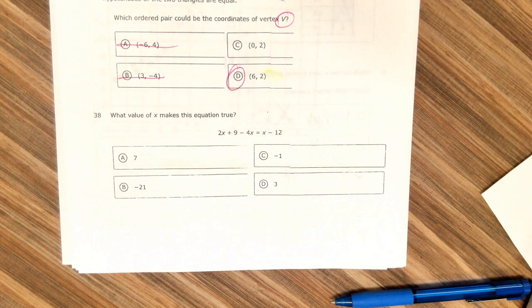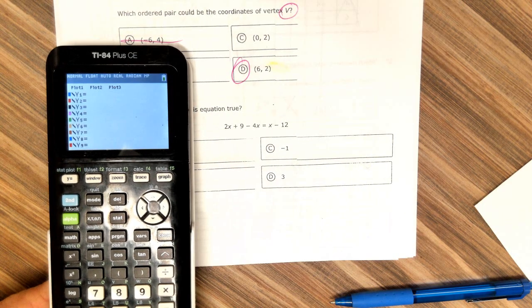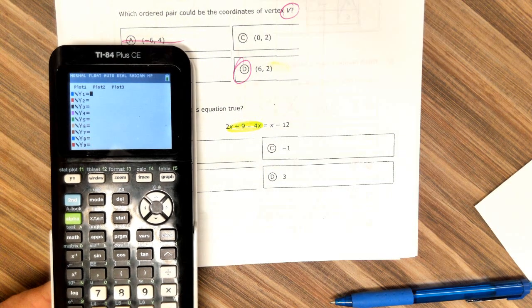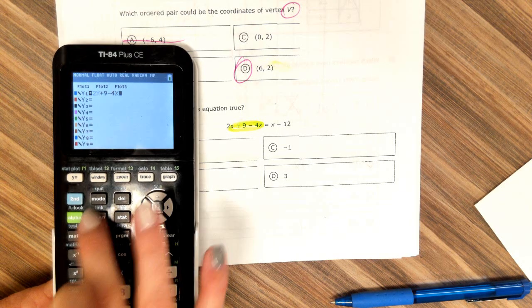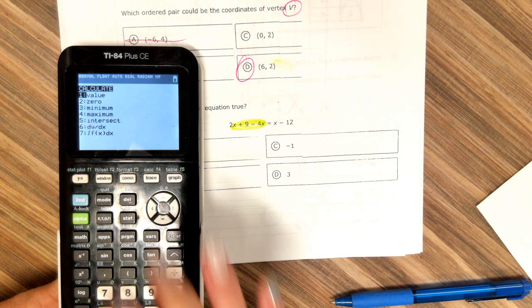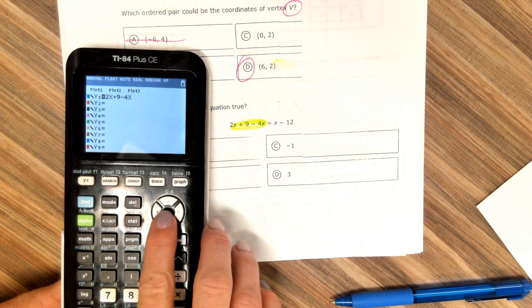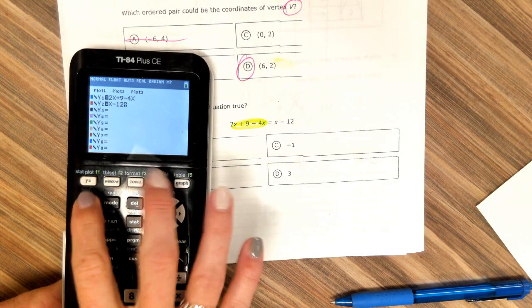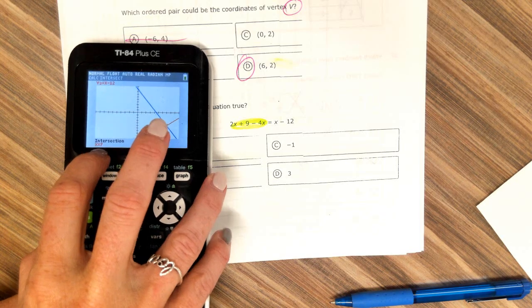I am very upset if you missed this one. Why? What does this say for you? Y equals. So let's go get this done. Everybody go to y equals. The left side goes in y1. So that whole side of the equal sign. So I type in 2x plus 9 minus 4x. Where do I go now? Second trace, option 5. Don't touch it until it is finished. Oh, I forgot to put in the right side. x minus 12. There we go. Second trace, option 5. Enter, enter, enter. What is the intersection at? 7.